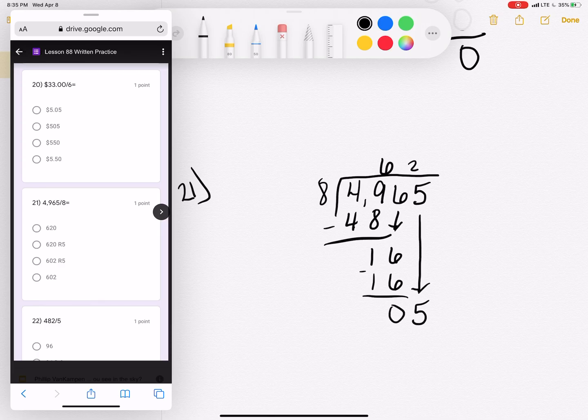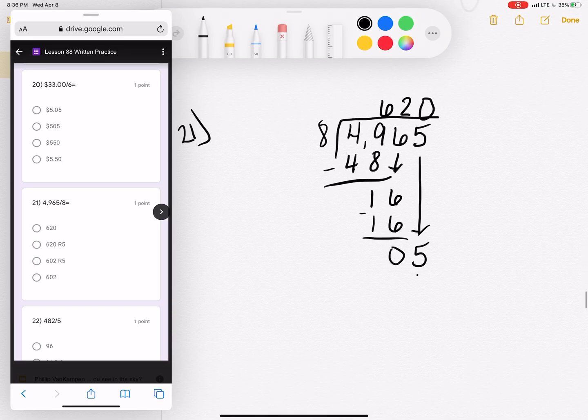Here's where it's going to get a little bit tricky. Some people are going to say, oh, 5's my remainder. That doesn't work because I have another place on the stage that requires a digit for the answer. 0 times 8 is 0. 5 minus nothing is 5. And that means I have 620 remainder 5.